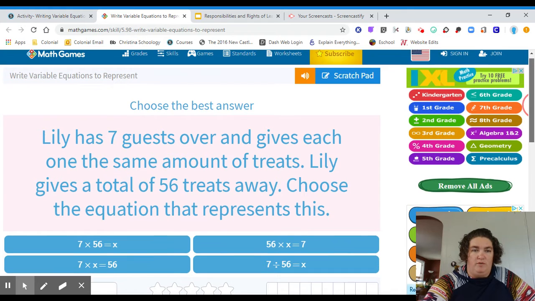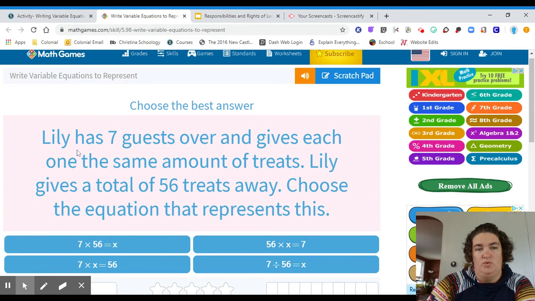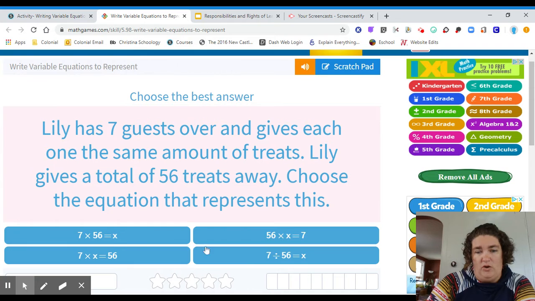So what you're going to be doing for this one is matching equations to represent a situation that you're given. This one says Lily has 7 guests over and gives each one the same amount of treats. Lily gives a total of 56 treats away. Choose the equation that represents this. So I need to come down here and look at all of my options, and I'm going to choose the one that fits this situation.